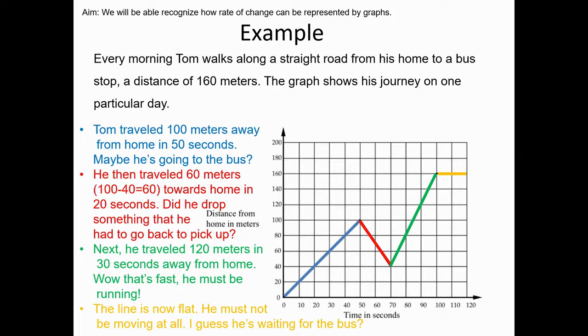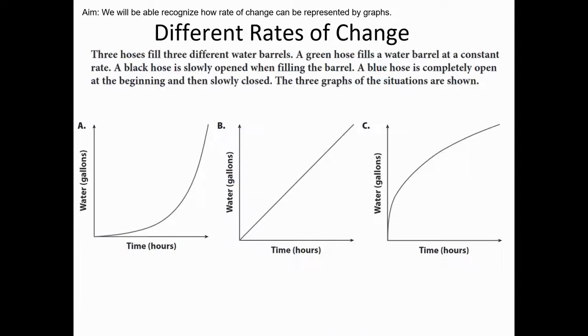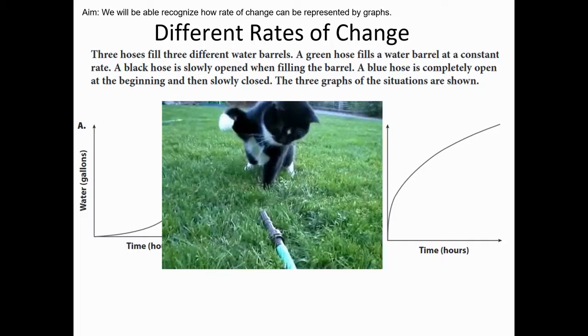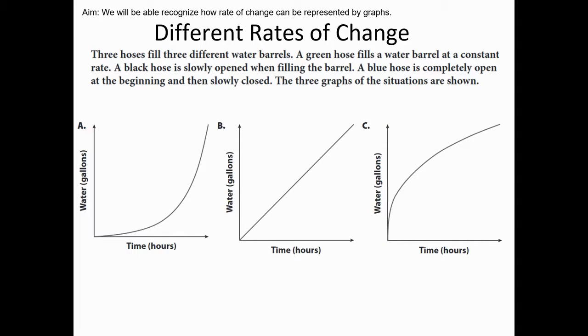Now, you might have also noticed that all these lines so far have been straight. They have been constant rates of change. So let's quickly talk about some different rates of change, where we have 3 different hoses. And that's right, we're talking about hoses. So there's a cat about to fight a hose. I think the hose is going to win. So it says here, a green hose fills a water barrel at a constant rate. I'm going to underline that with green, green for green hose.